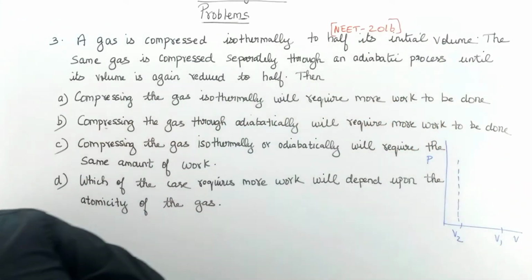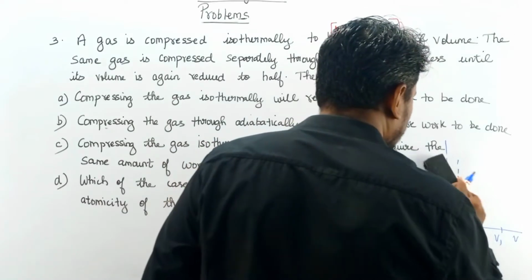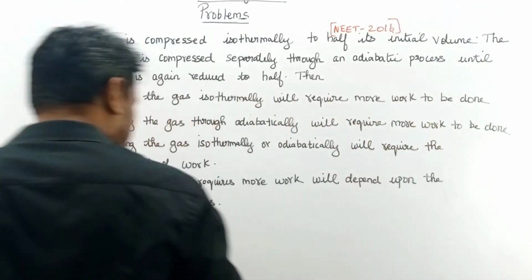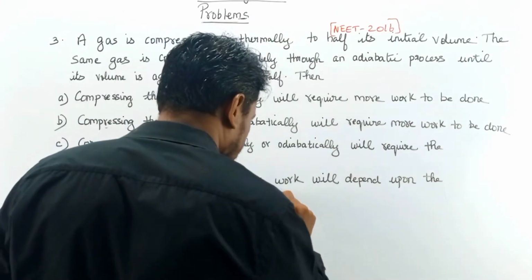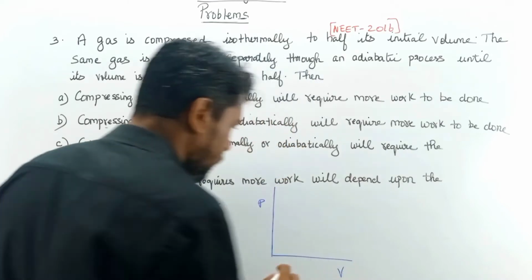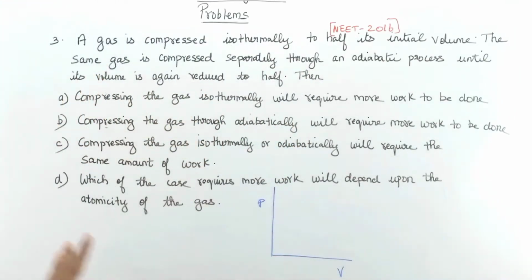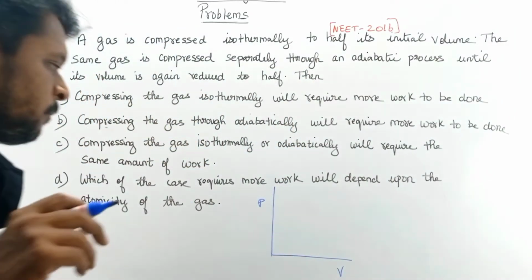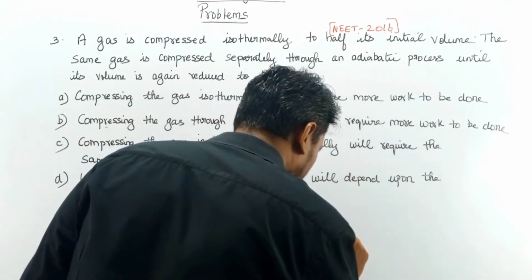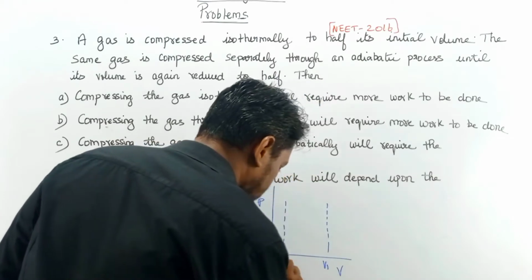I will do it here. I don't know whether it will be visible or not. I will do it here. Let's see whether it is visible or not. Okay, fine. So we have V1 and this is V2.